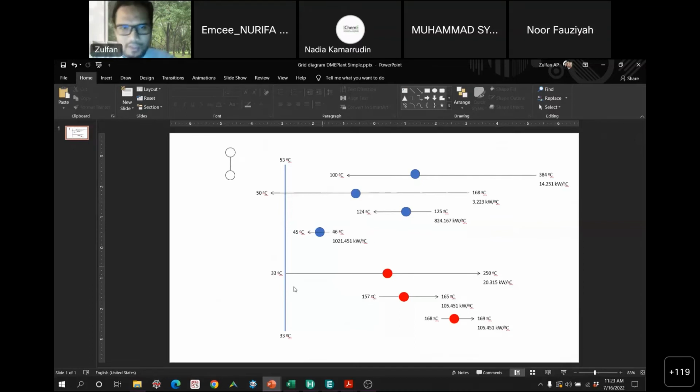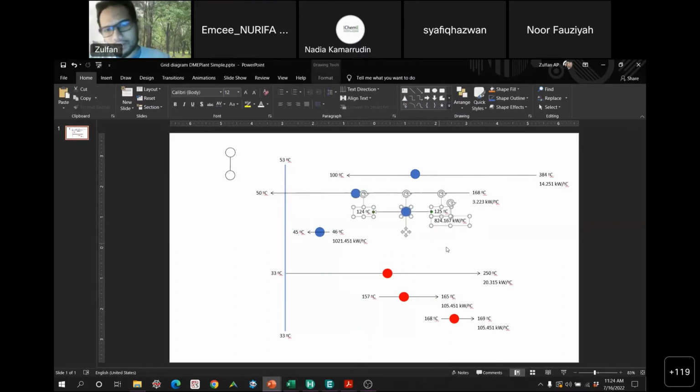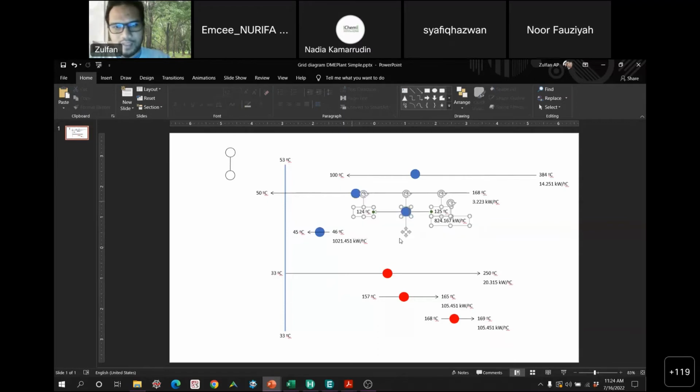Pinch point is about 43, so 53 for the hot, and then 33 for the cold. So this one started at 33. We can see here, these are all hot streams. I put them on the top part of the diagram, which is my way to help visualize this so that we have a consistent visual. So hot streams on the top, cold streams below. It's not fully correct, but at least it gives an idea where these temperatures are located.